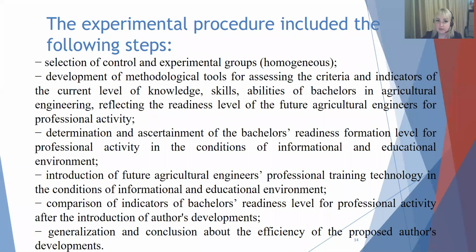The experimental procedure included the following steps: selection of control and experimental groups, development of methodological tools for assessing the criteria and indicators of the current level of knowledge, skills, and abilities, determination and ascertainment of the bachelor's readiness formation level, introduction of future agricultural engineers training technology in the conditions of the informational and educational environment, comparison of indicators of bachelor's readiness level for professional activity after the introduction of the author's development, and generalization and conclusion about the efficiency of the proposed developments.